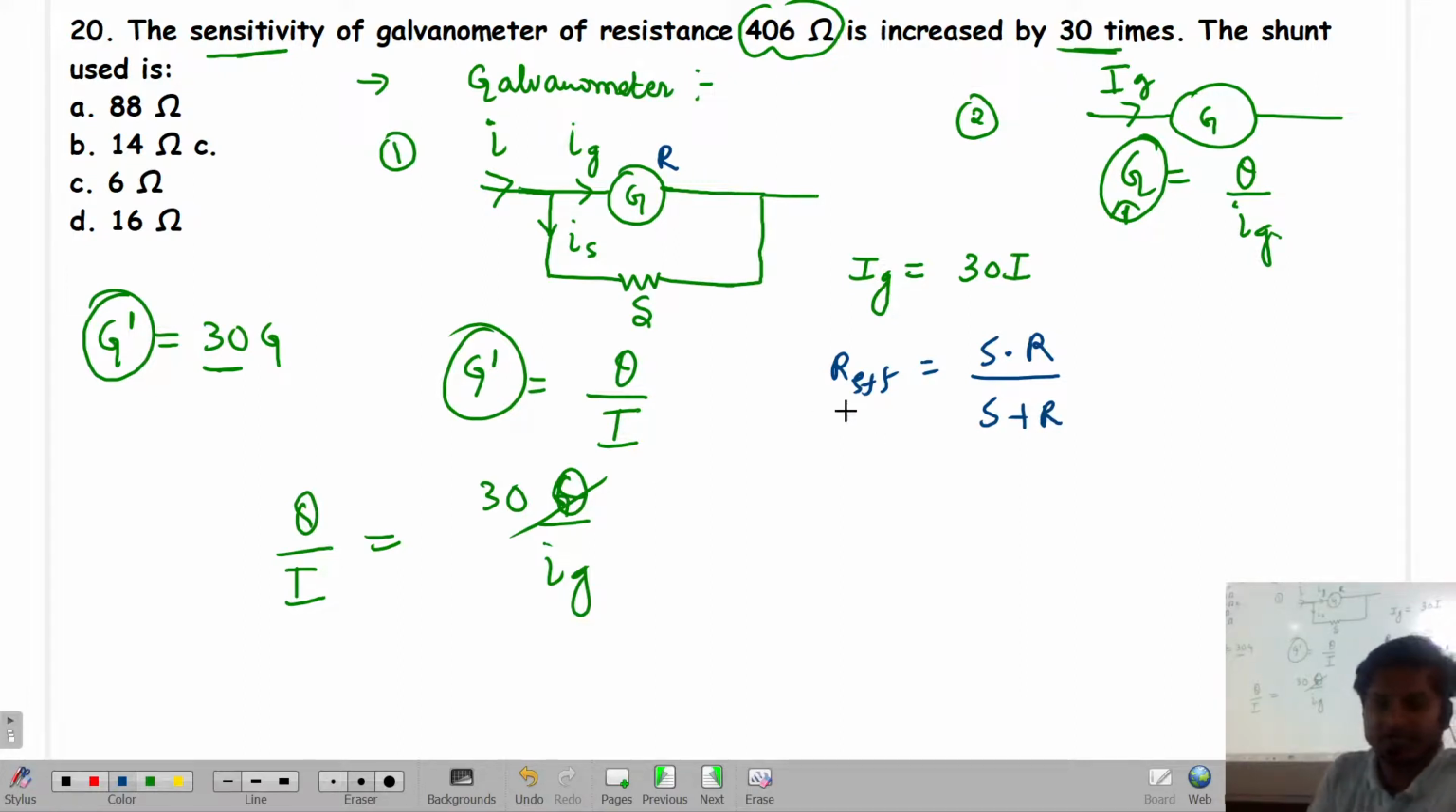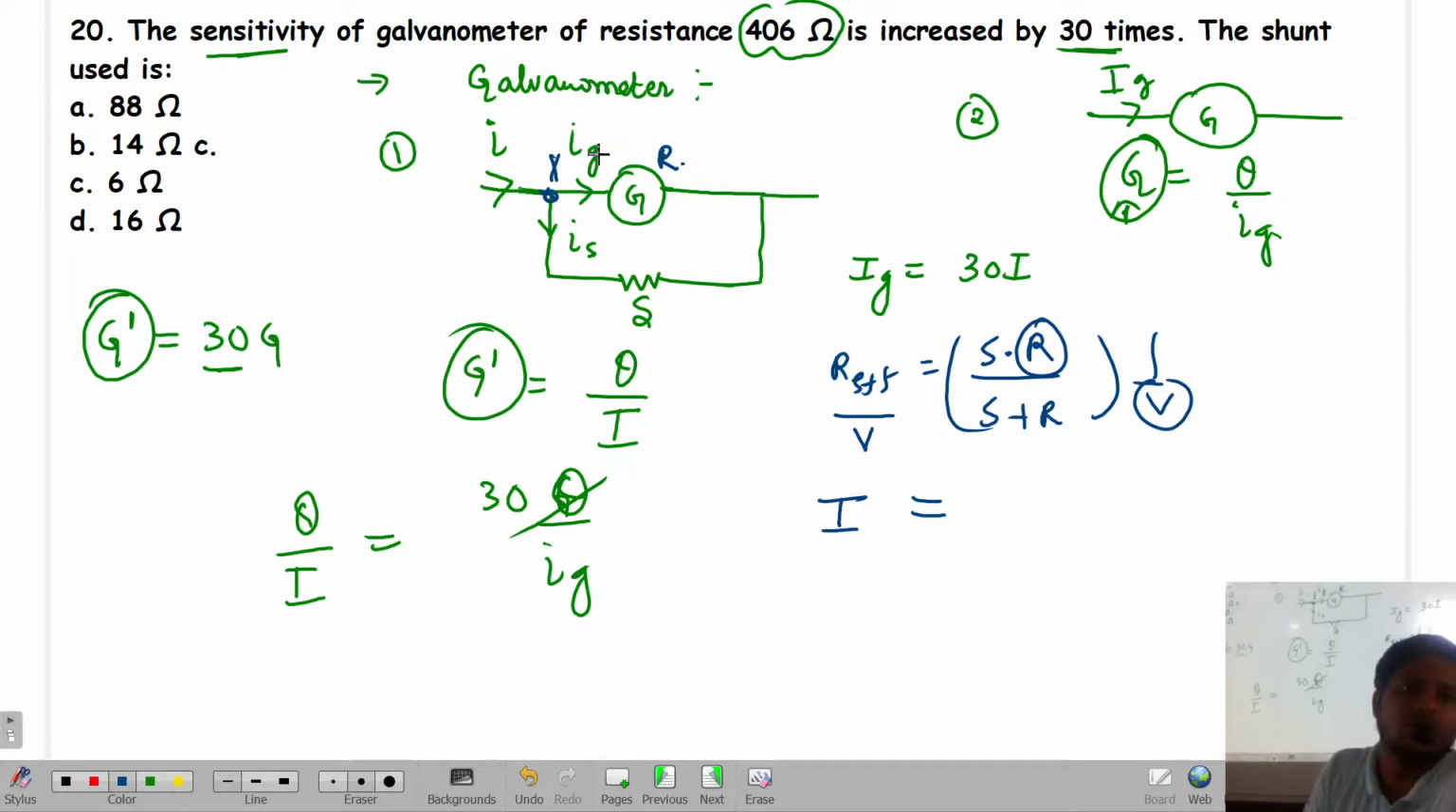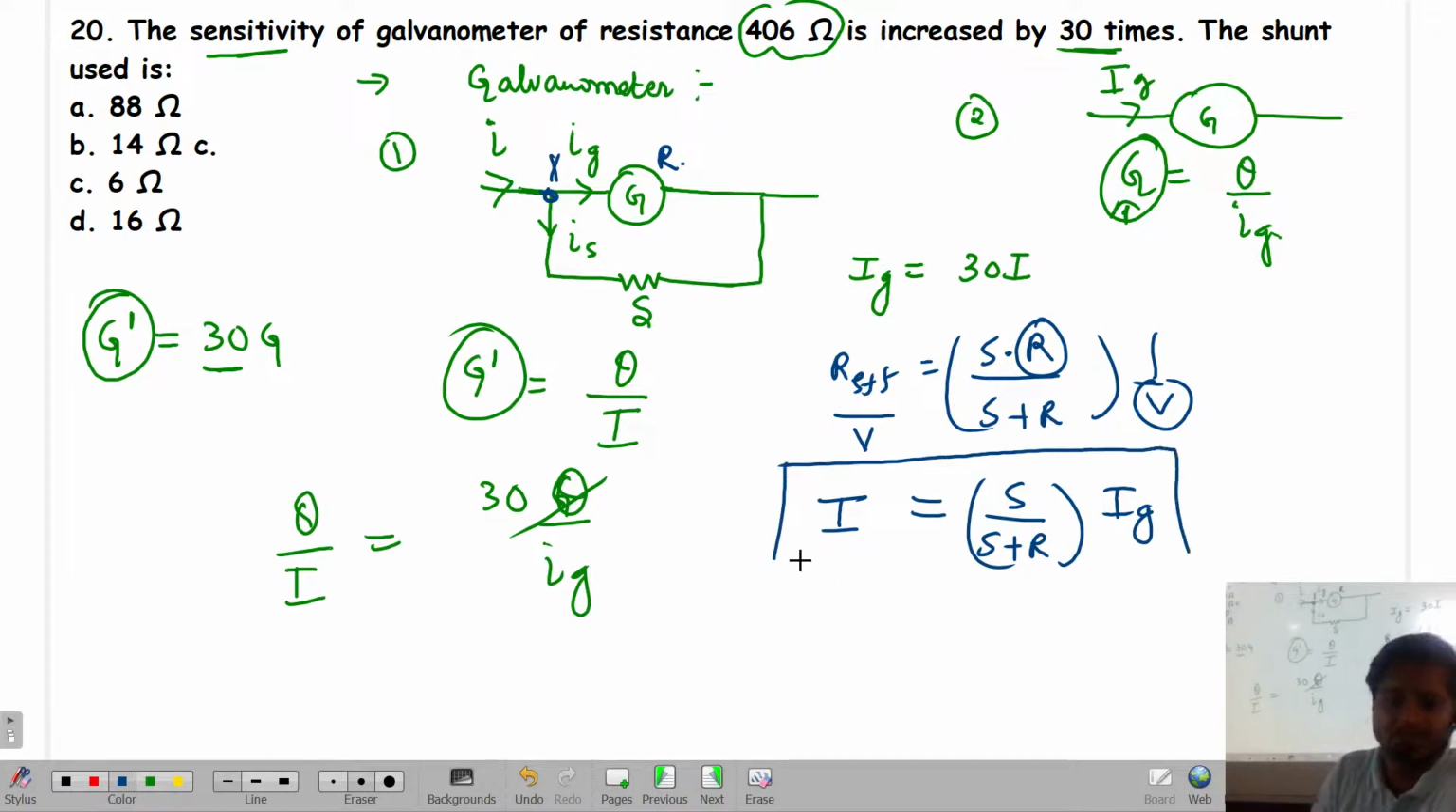Now, R effective. If I divide by voltage, I'll have to divide this whole term again by voltage or not? Yes or no? So R effective by voltage is the total current. Yes or no? Tell me yes or no, guys. Second thing, R by V. Try to understand. This is my potential difference V. R by V is IZ or not? Tell me yes or no. So S by S plus R by V is Ig.